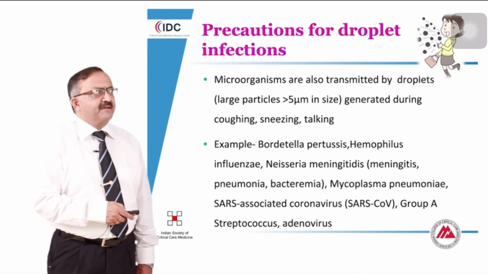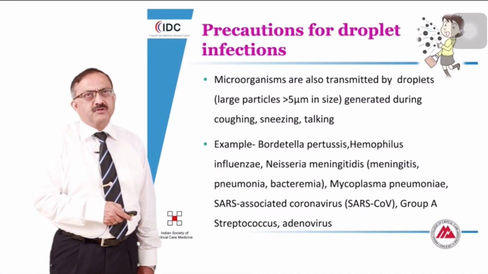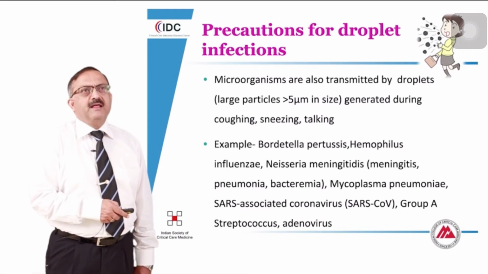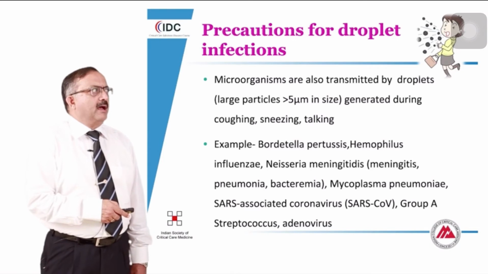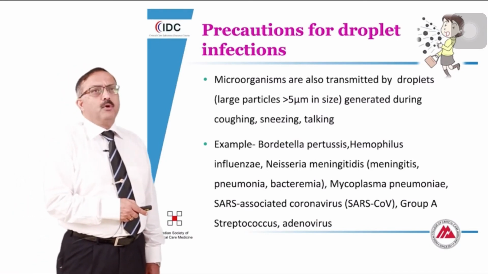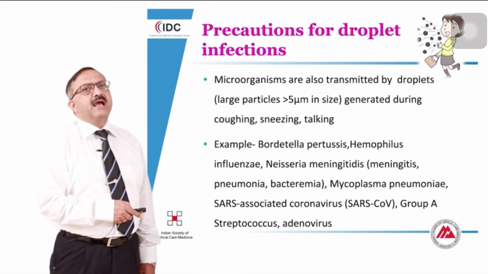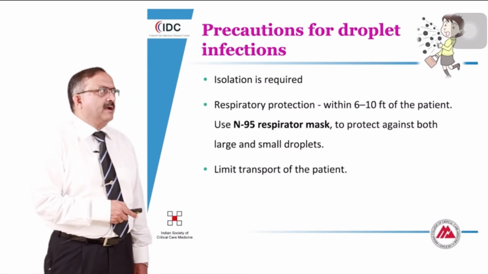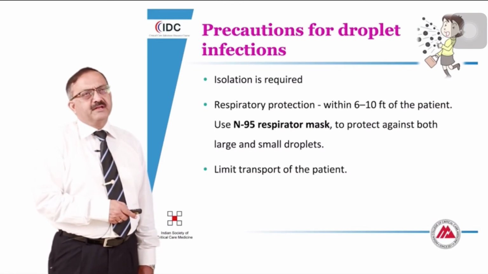Precautions for droplet infections: because of their size, large particles of more than 5 microns usually are in droplets. They do not travel far, and within 1 meter they drop at the place wherever they are located. Bordetella pertussis, Haemophilus, Neisseria, Mycoplasma pneumoniae and SARS are various infectious conditions which can be transmitted by droplet infection. Isolation is required, and respiratory protection only when you come within 1 meter of the patient.